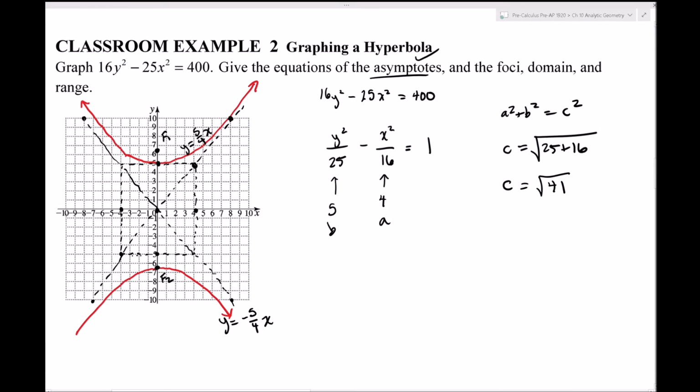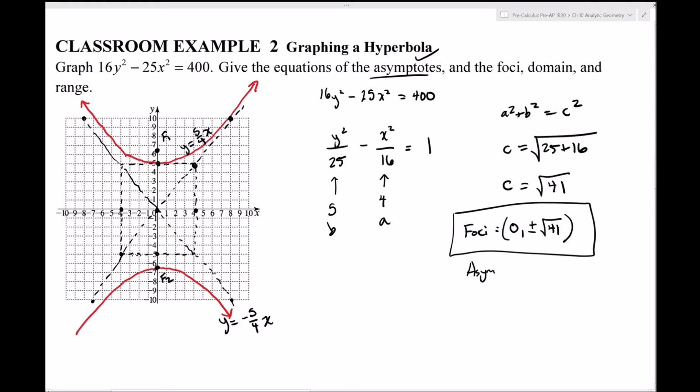So where are those foci? The foci, I labeled them as F1 and F2. The x-coordinates are 0. The y-coordinates vary, plus or minus the square root of 41, so it's up or down from there. So those are the foci. The asymptotes, I'll include here in the summary. Asymptotes: y equals plus or minus 5 over 4 x.